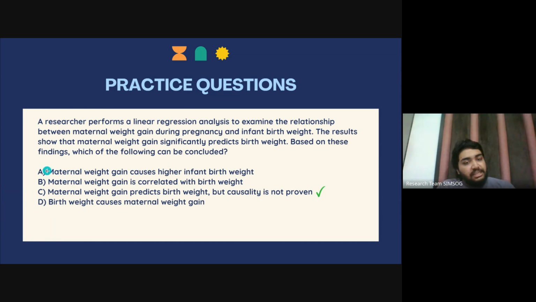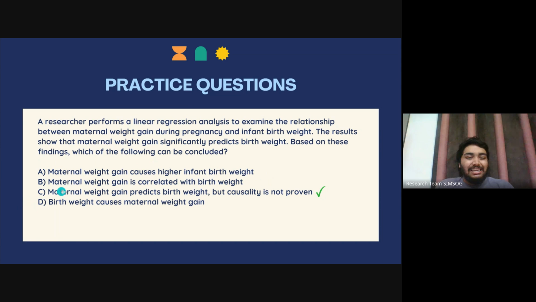Now, option A is wrong because it says causes. Option B is correlated. Of course, when you say regression, it actually tells you indirectly that correlation will be there, if it is a significant prediction. But here the findings they have told about regression and prediction. So the better answer will be C. I wanted to see whether you understand what regression is. Now again D is not correct because causes is wrong.